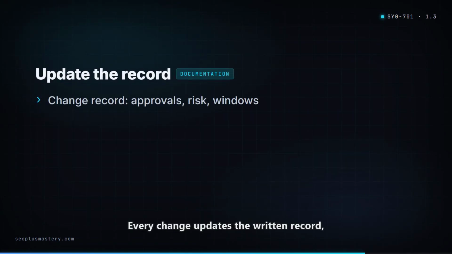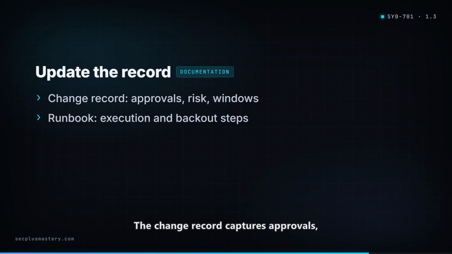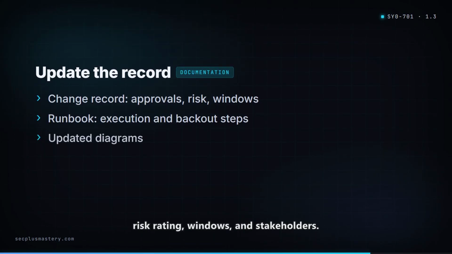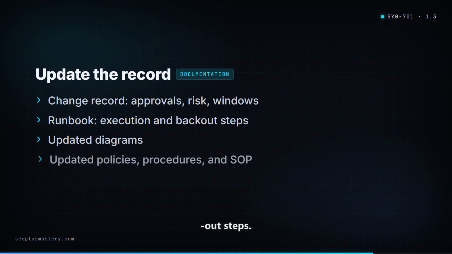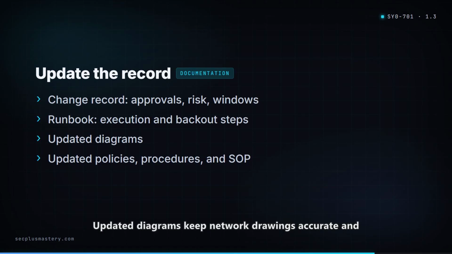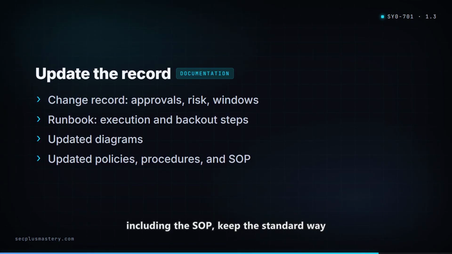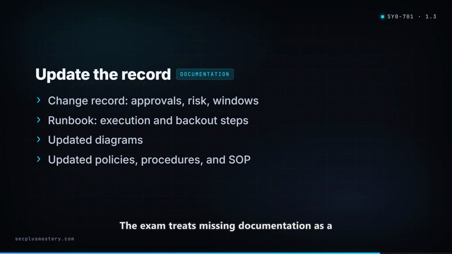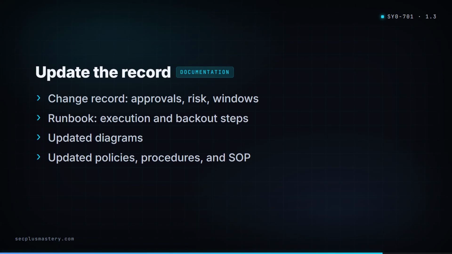Every change updates the written record, so the next change starts from reality, not a stale mental model. The change record captures approvals, risk rating, windows, and stakeholders. The runbook holds the execution and backout steps. Updated diagrams keep network drawings accurate, and updated policies and procedures, including the SOP, keep the standard way of doing the task current. The exam treats missing documentation as a real failure, not a nicety.